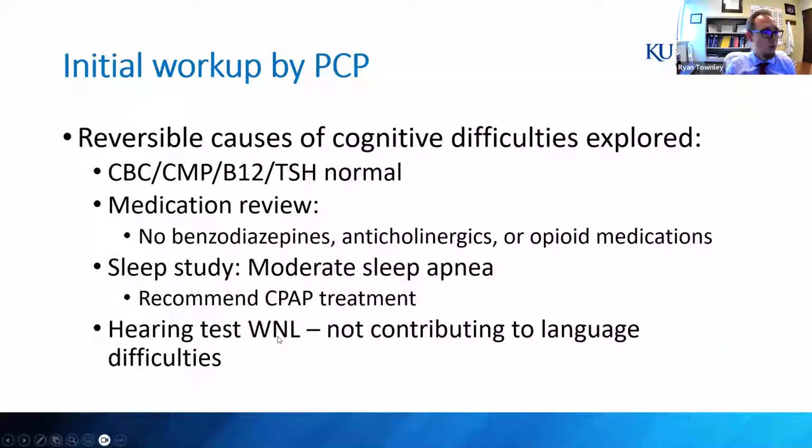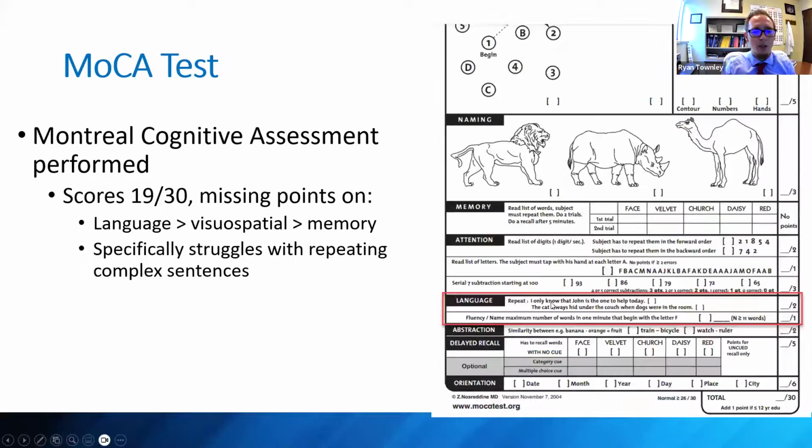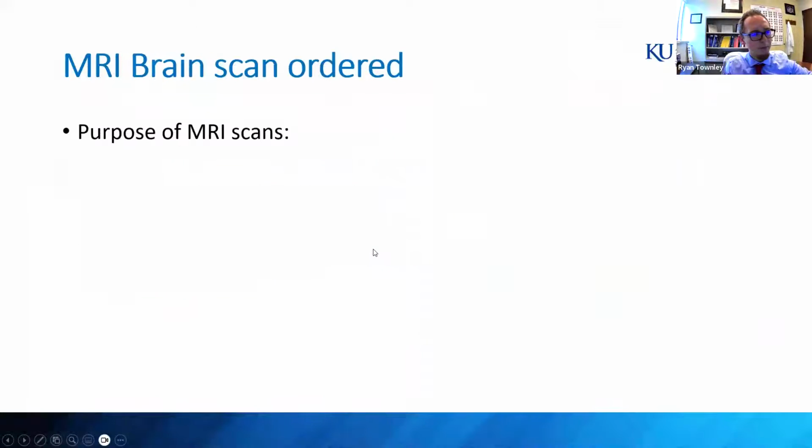Her hearing is within normal limits. Whenever someone's having aphasia, good to check that as well. On cognitive testing, a good cognitive screening tool, like we've been indicating in prior talks, was used. So this is a Montreal Cognitive Assessment. She scores abnormally at 19 out of 30. And where does she really struggle, right? She struggles with repeating these complex sentences, so she cannot do that part of the MoCA. And then a little bit of difficulties with visual spatial and less with memory.